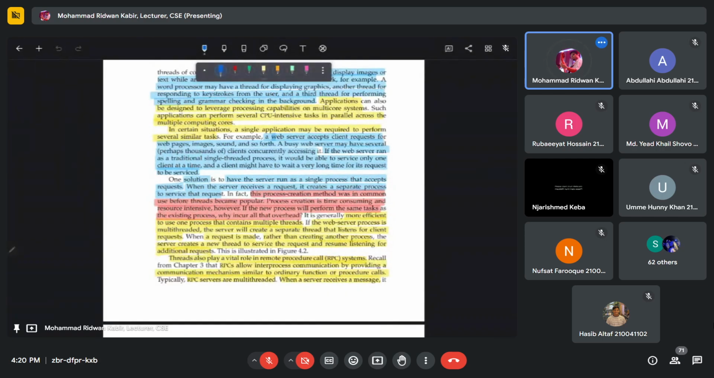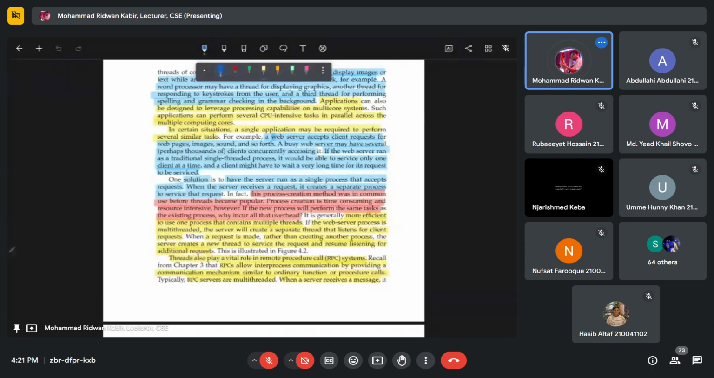Now, what could happen is, there is a little difference between threads and sub processes. For example, when a client request is sent to your server, it could create a sub process rather than a thread. Okay. However, creating these sub processes is more resource consuming or time consuming, or you could say creating a sub process has more overhead compared to creating multiple threads.